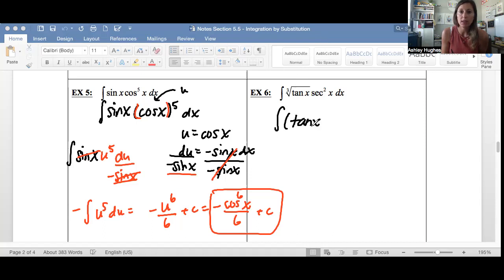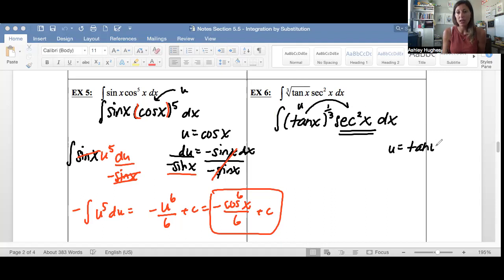Now this one, you might be thinking, which one do I pick? Because they're both kind of like, quote unquote, on the inside. Secant squared could be like secant squared. But here's the thing, secant squared is special. Secant squared is the derivative of tangent. So I know that this is going to be my u because this is the du. So u is tangent because I know the derivative is secant squared.